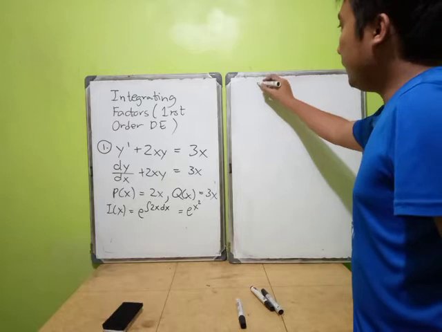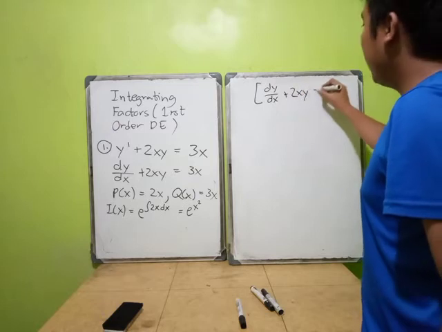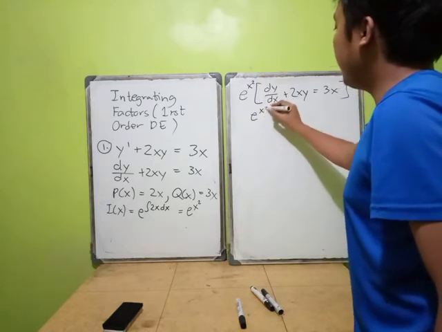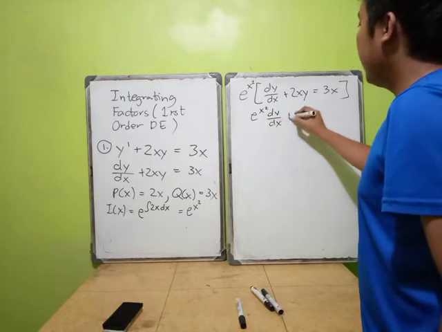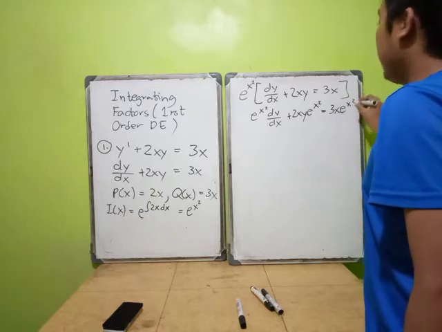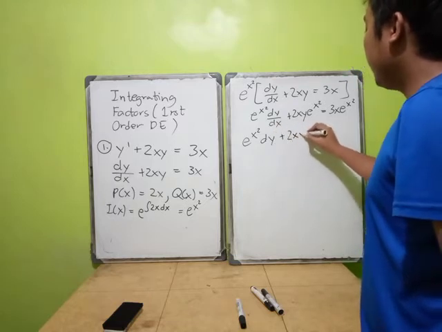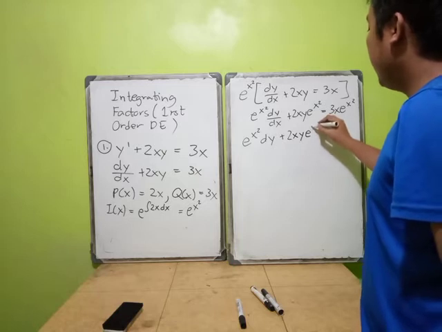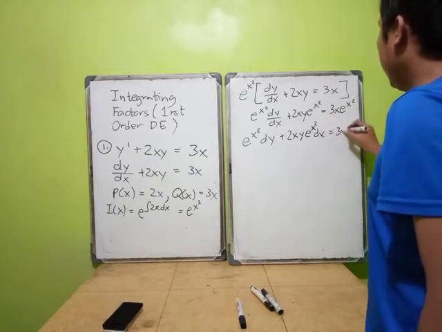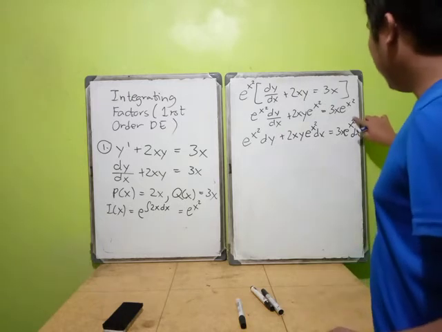So, you can actually multiply it all over. So, it becomes e to the power of x squared dy over dx, plus 2xy e to the power of x squared, equals 3x e to the power of x squared. Into which, it becomes e to the power of x squared dy plus 2xy e to the power of x squared dx equals 3x e to the power of x squared dx. Okay. So, that is our equation.